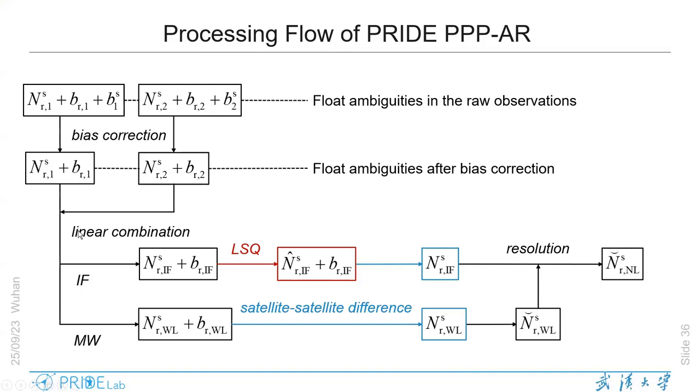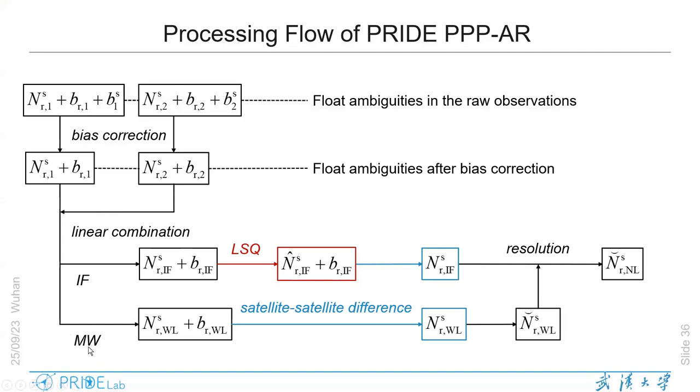Then we use the linear combination to remove the ionosphere delay. But as the ionosphere-free linear combination has a very short wavelength, it may be very noisy because we have just combined two kinds of observations. So it is quite hard to fix.